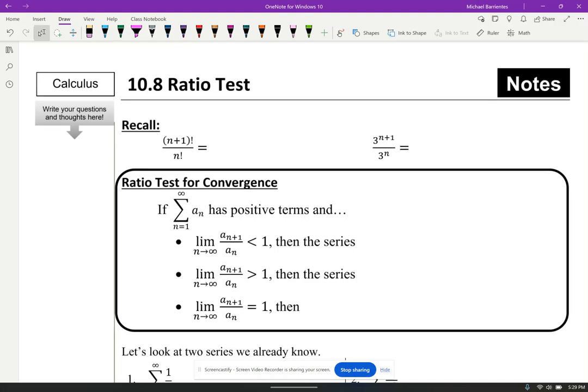Hello, good people. This is the first video for section 10.8, the ratio test for convergence. Before we get into the ratio test, I want to review some ideas that come up often with the ratio test, and they usually revolve around simplification of factorials and of exponentials.